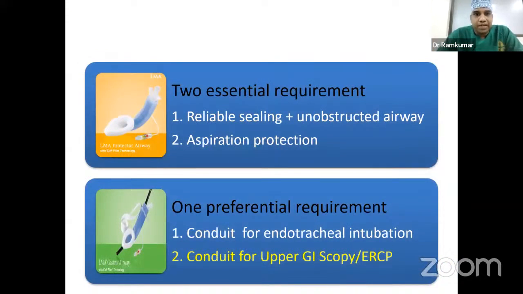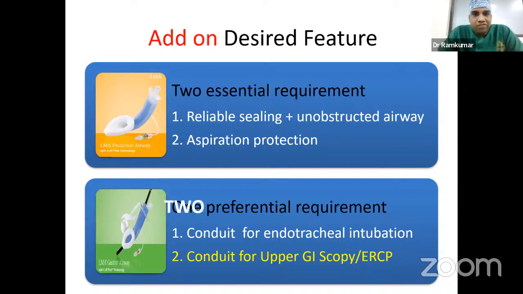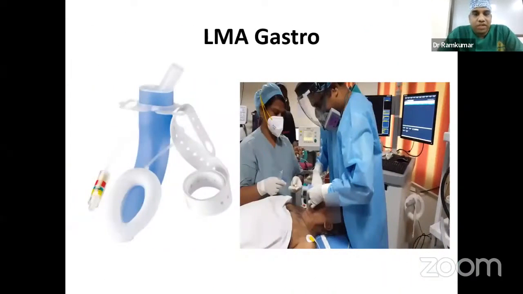And finally, as I said, a device should have 2 essential requirements and 1 preferential requirement. The preferential requirement is endotracheal intubation. But with the advancement of newer devices, now it can be used as a conduit for an upper GI endoscopy or an ERCP procedure. So that's an add-on advantage with the advent of the LMA Gastro. Here, this is the LMA Gastro. It's silicone with a bigger cuff, and the tip is a little widened.